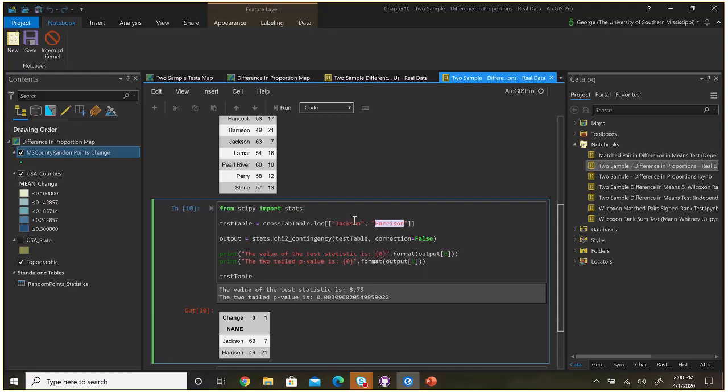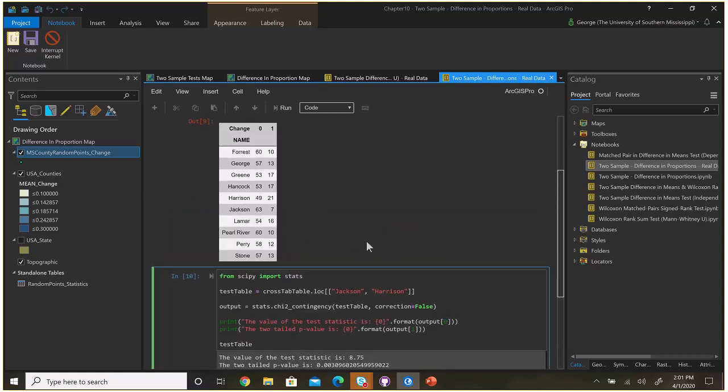cover change. So the value for Jackson and Harrison is different. In other words, there's a different amount of land cover change. And we decided even if it was two-tailed, we could reject the null hypothesis. So we could say that Jackson County had less change than Harrison County. There's significantly less change in Jackson than there is in Harrison. Okay. So we could safely say that.